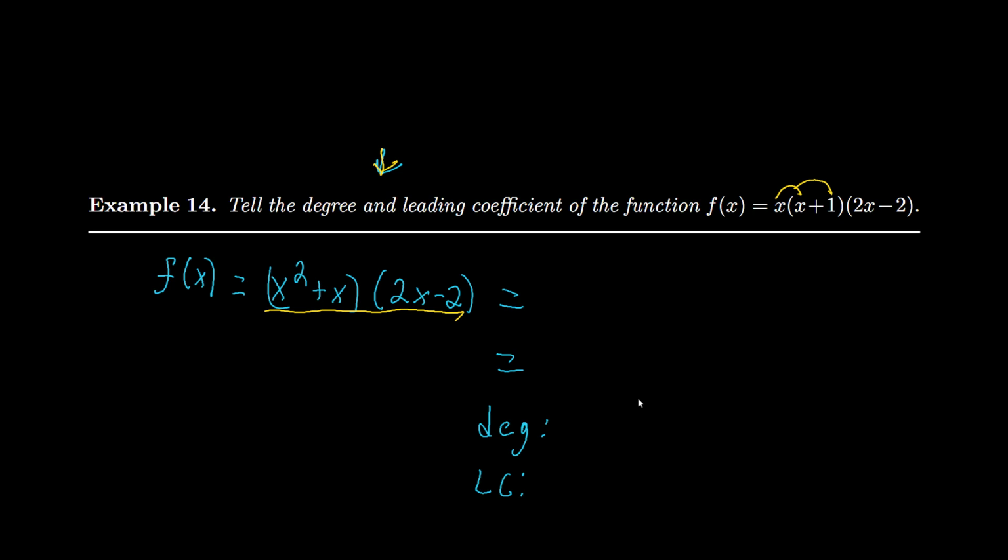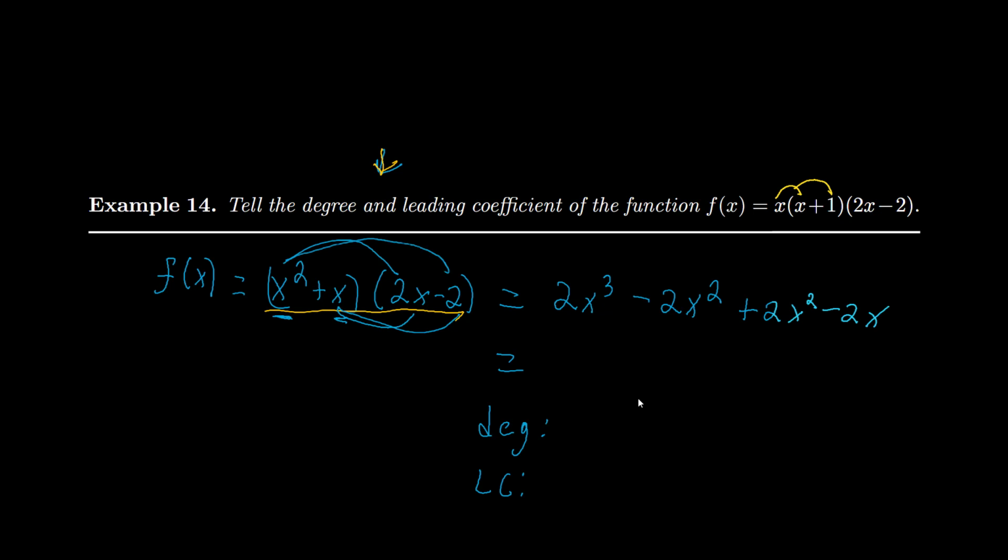So x times x is x squared. That's how I got that. And then x times 1 is x. Still times 2x minus 2. And then let's FOIL that out. So x squared times 2x is 2x cubed. That's this part. X squared times negative 2 is minus 2x squared. Okay. We're now going to do x times 2x is plus 2x squared. And then x times minus 2 is minus 2x. Okay. You might notice that there's a minus 2x squared and a plus 2x squared, so those just cancel, and you get 2x cubed minus 2x to the first, I guess. So your degree is 3, and your leading coefficient is 2.